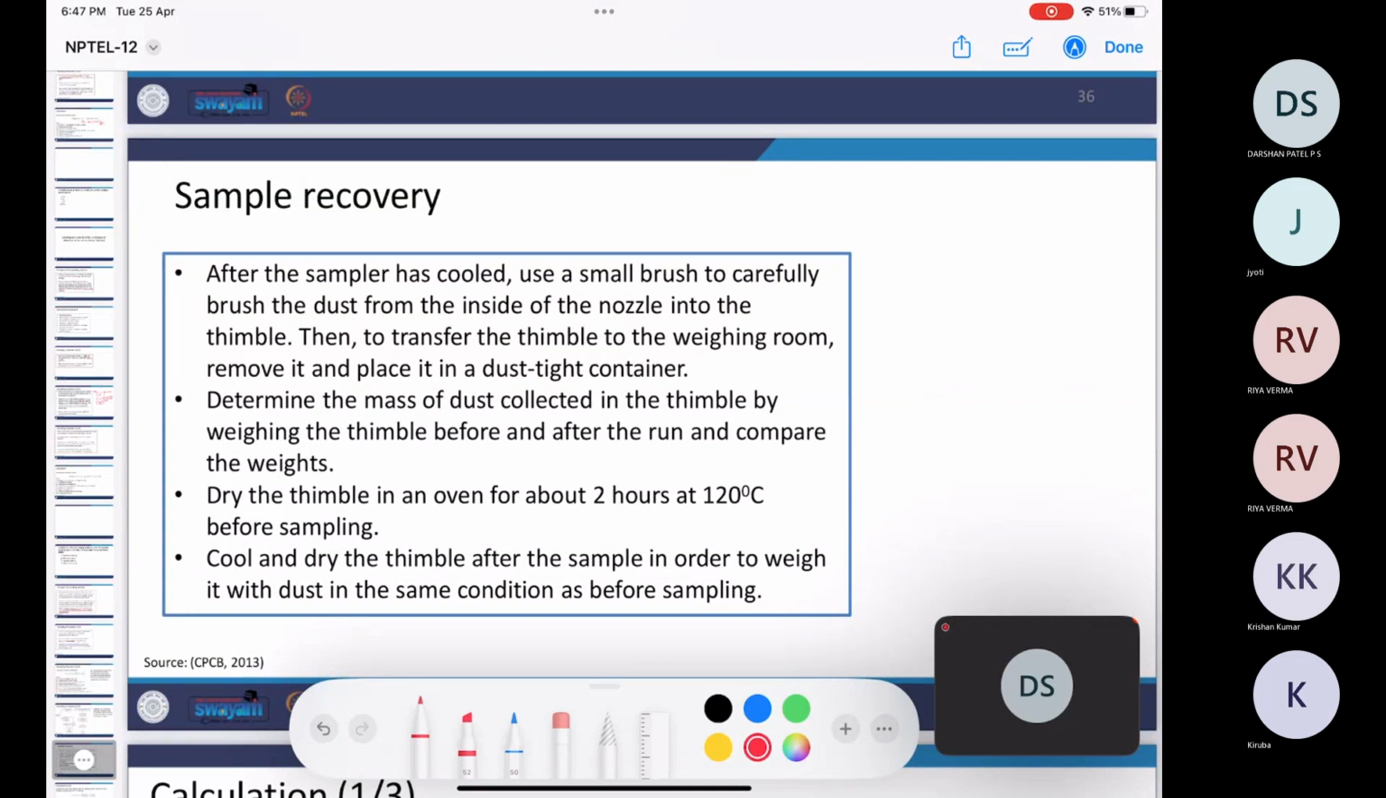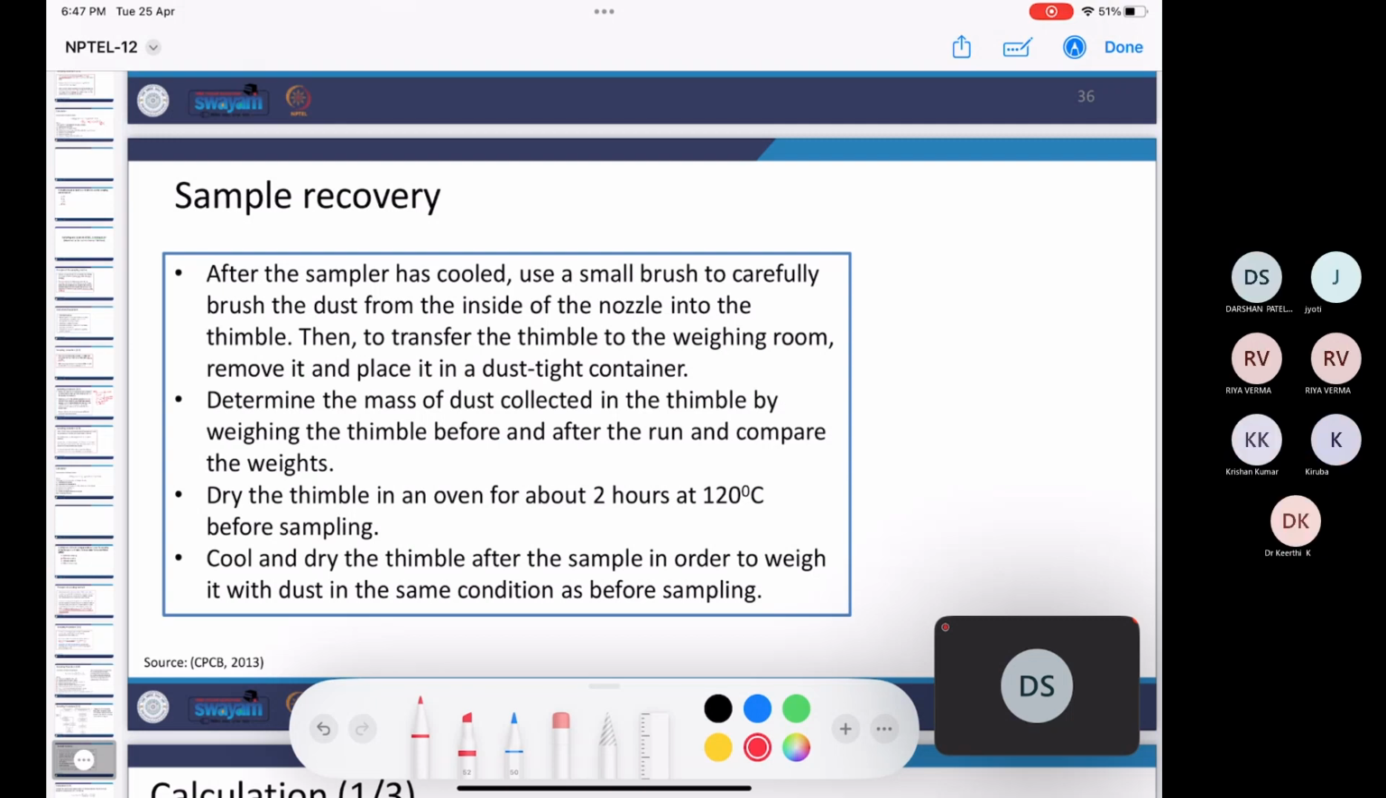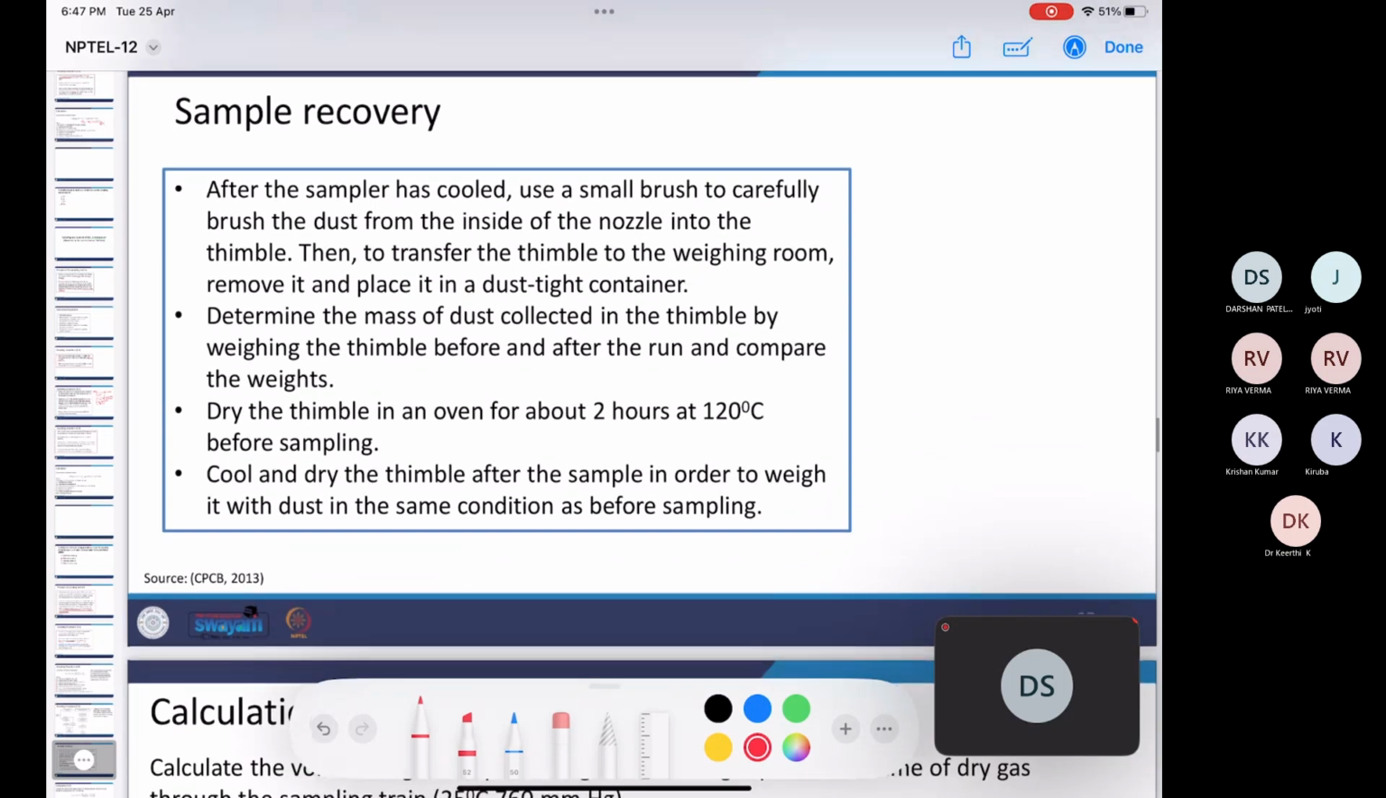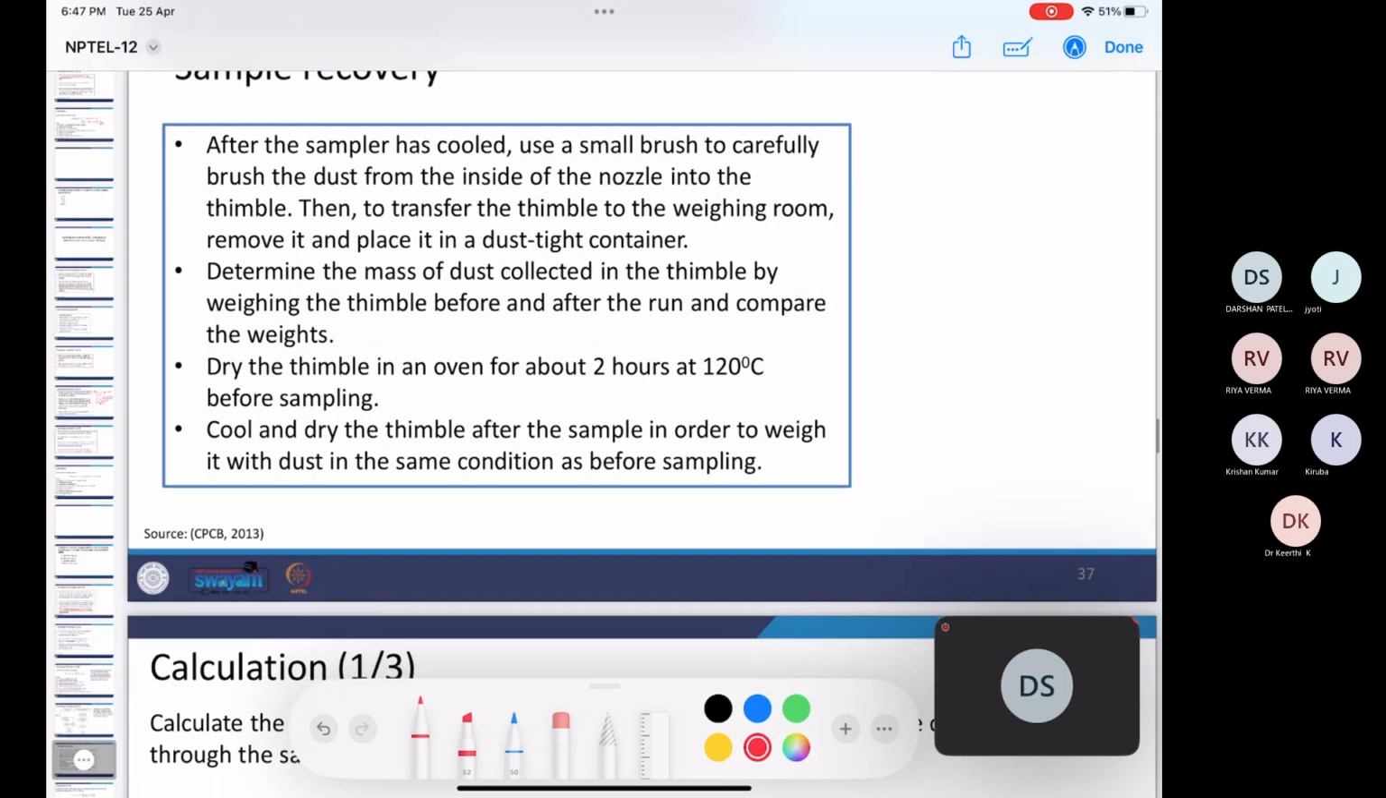After the sample has cooled down, we use a small brush to carefully brush the dust from the inside of the nozzle into the thimble, and then transfer the thimble to the weighing room. Remove it and place it in a dust-tight container. Then we determine the dust collected in the thimble by weighing the thimble before and after the run and comparing the weights. Dry the thimble in an oven for about 2 hours at 120 degrees centigrade before sampling to let any moisture vaporize out. Then we cool and dry the thimble after the sample in order to weigh it with dust in the same condition as before sampling.